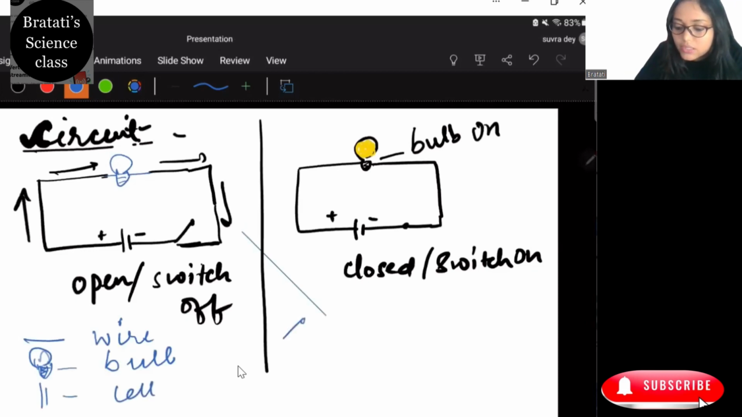We need our key. This is our key. That is switch on and switch off. So these are the parameters. So these are the symbols with which we have drawn this circuit. Now, what about the first picture?